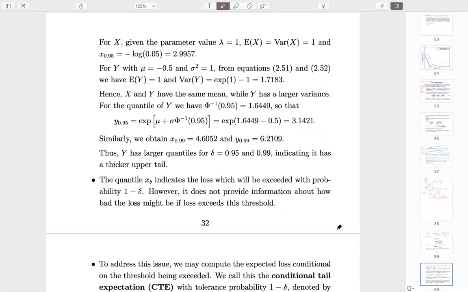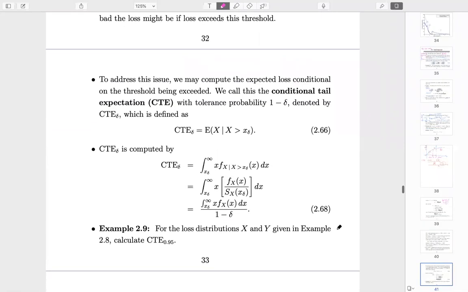The next measurement is conditional tail expectation. So remember, quantile is only a threshold. It separates the entire distribution into delta and 1 minus delta. We know those beyond the quantile have probability 1 minus delta. We only know the probability, but not the severity, right?